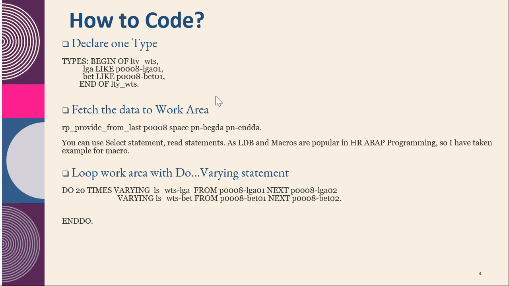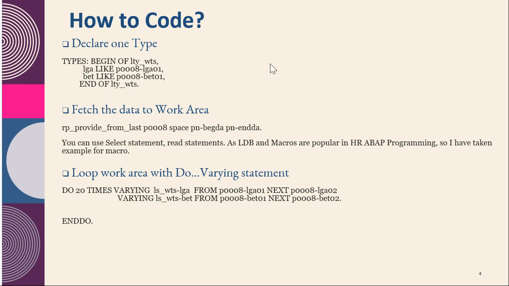Next comes the fetching of data. In this program that I'll be writing, I'll use LDB and macros. But you can use select queries or SAP HCM standard function modules to retrieve data as well. Once the data is in the work area, we can use the DO VARYING statement to vary the fields from 1 up to as many numbers as you want. You need to specify where to start, what is next, and how many times to vary. So this will iterate 20 times from LGA01 up to LGA20.